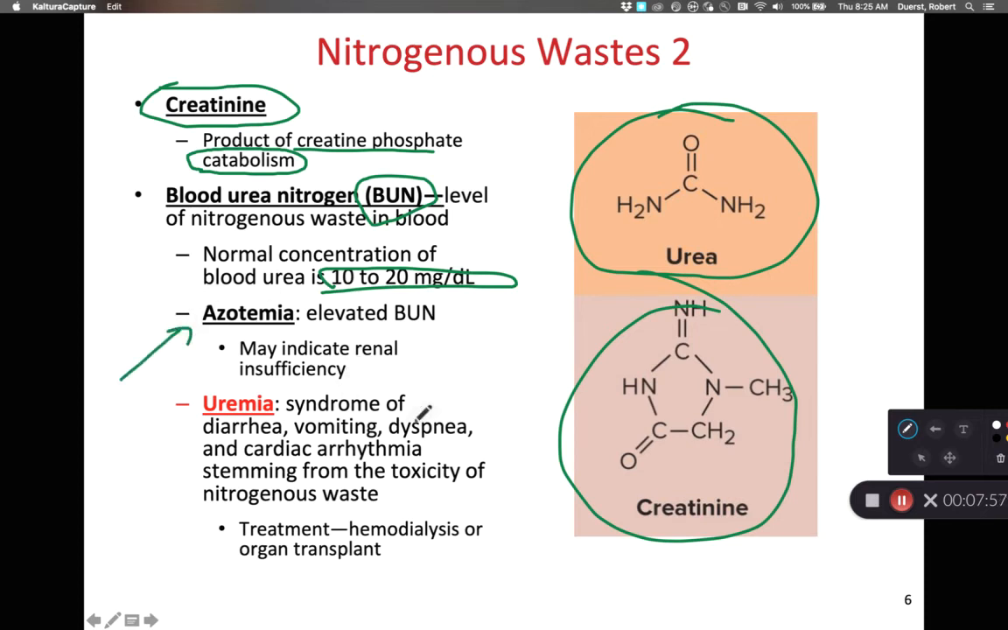And azotemia is a giant red flag that they may have some kind of renal insufficiency. You're going to see this word a lot, renal. Renal is a technical word that refers to kidneys. If somebody has uremia, that can manifest itself with a lot of diarrhea, vomiting, dyspnea, and cardiac arrhythmias, all because of the toxic nature of that nitrogenous waste as it builds up. And in order to treat uremia, we typically are going to have to give a patient hemodialysis or a kidney transplant.